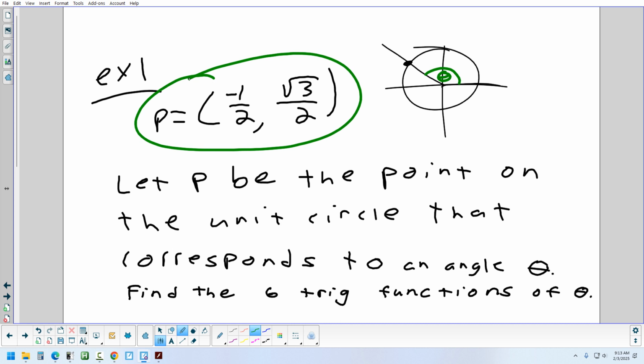Again, how big is that angle? Don't care. Never care about how big it is. We care about where it is. And that's what they've given us. Okay. That's the x. That's the y.